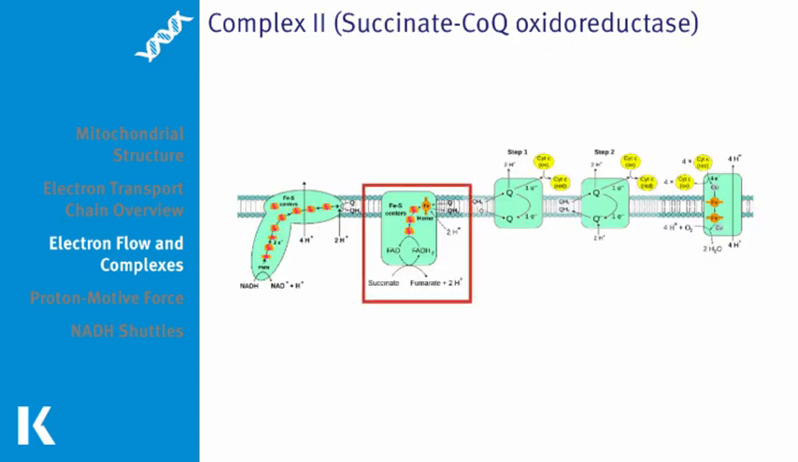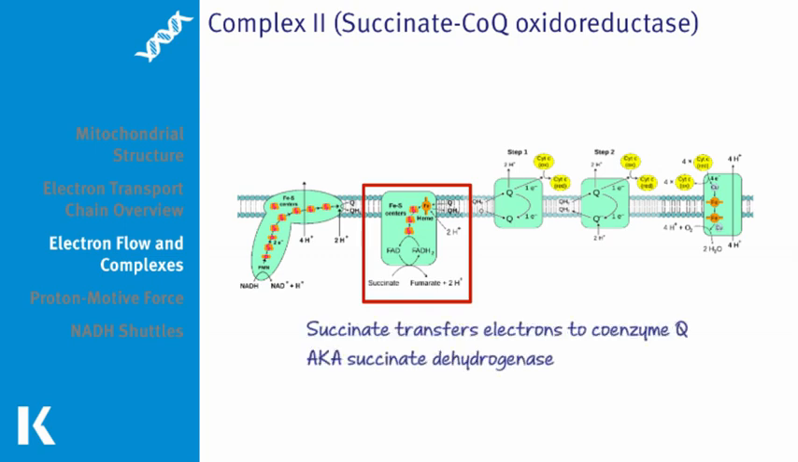The second complex in the electron transport chain, succinate coenzyme Q oxidoreductase, utilizes the enzyme succinate dehydrogenase to free up electrons. The molecule fumarate is also produced.